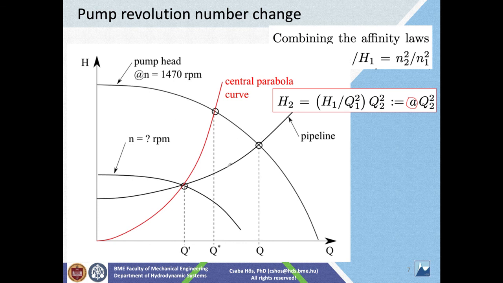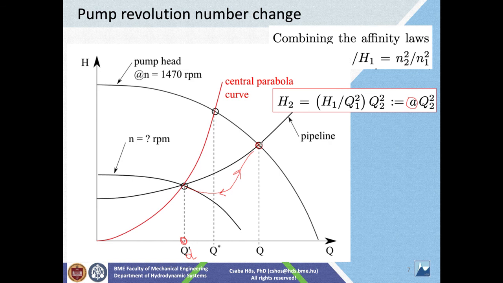Okay, so let's see again our problem. Again, pump, pipeline, this would be your operating point without control, but you want to set this operating point here. This is your desired flow rate. Now, very often my students are happy that they have two operating points, one here and one here. And they start using the affinity laws between these two points. But this is incorrect. This is incorrect because, as I said, if you pick an operating point and you start varying the revolution number, the operating point will move along a central parabola.